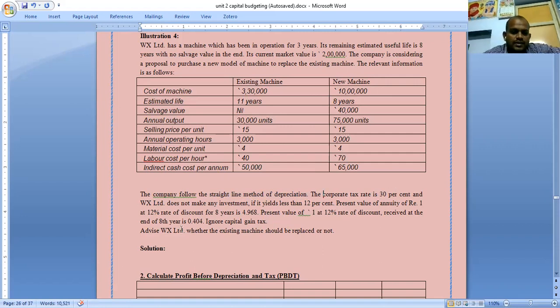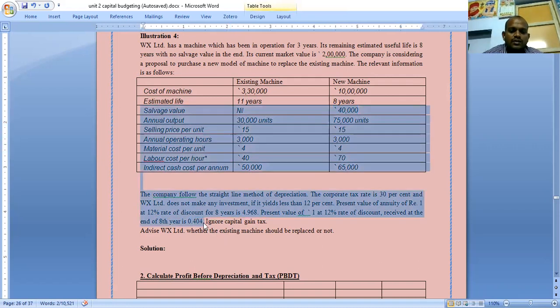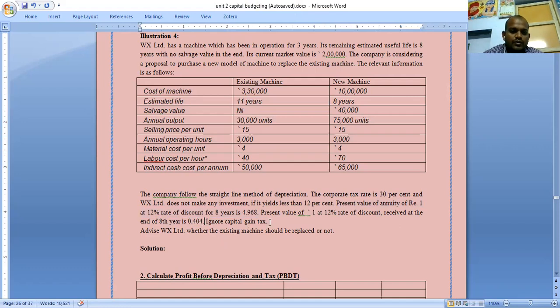Corporate tax is 30% and the company does not make any investments if the yield is less than 12%. Present value of annuity of one factor. So annuity factor is given for 12% cost of capital at the 8 years. Present value of 1 rupee, 12% rate of discount received at the end of the 8th year. So even for the 8th year also it is given. So in the 8th year we have salvage value. So we have to convert this salvage value into present value by using this 0.404. Ignore the capital gain tax.